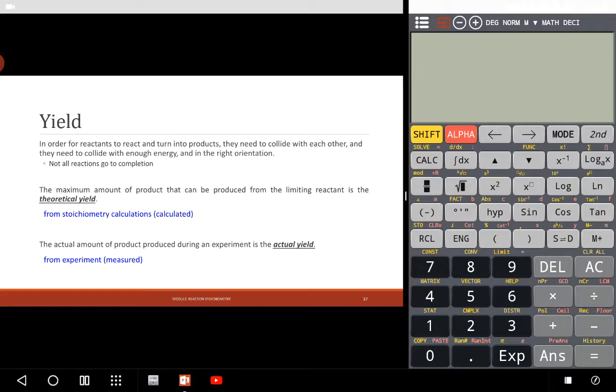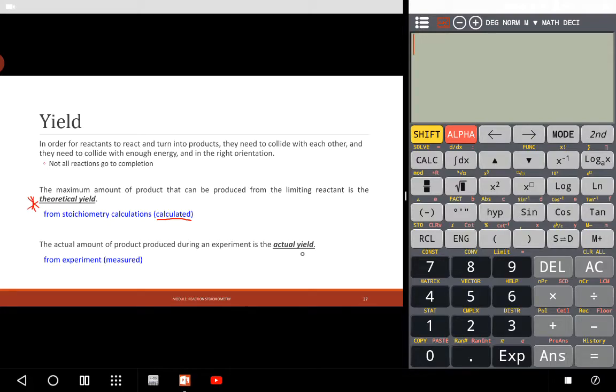But all these calculations we've been doing so far with calculating how much product we can make from a reaction, that's kind of a prediction of how much we could make, the most we could make. That's the theoretical yield. The theoretical yield is what we've calculated from our stoichiometry calculations. The theoretical yield is always calculated. It's a prediction of how much we could make if everything happened absolutely perfectly.